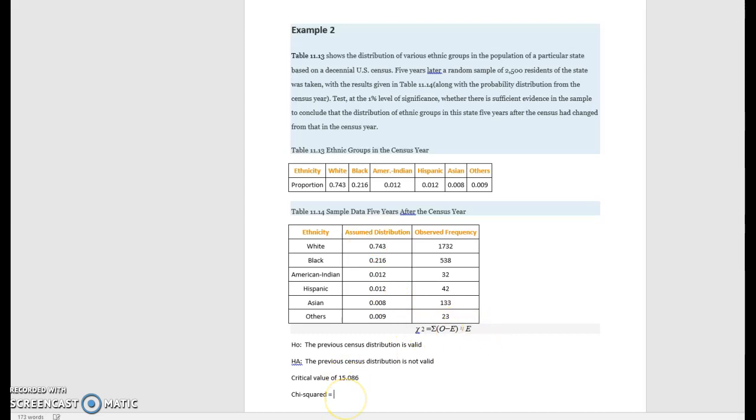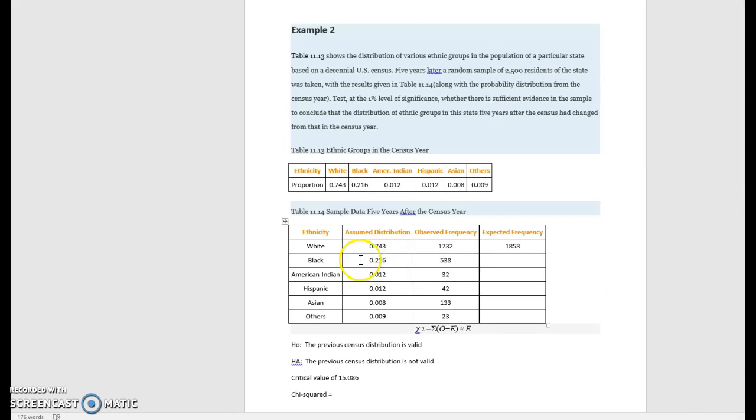So we are now going to figure out that formula, but before we can, we need to make a new column to this table up here, and that column is going to be our expected frequency. Now to get our expected frequency, we had 2,500 residents that were in the sample. If the assumed distribution were true, then we will take our 0.743 and multiply it times the 2,500 residents, and that's how many we should expect to get. So we would expect, if we take 0.743 times 2,500, to get 1858.